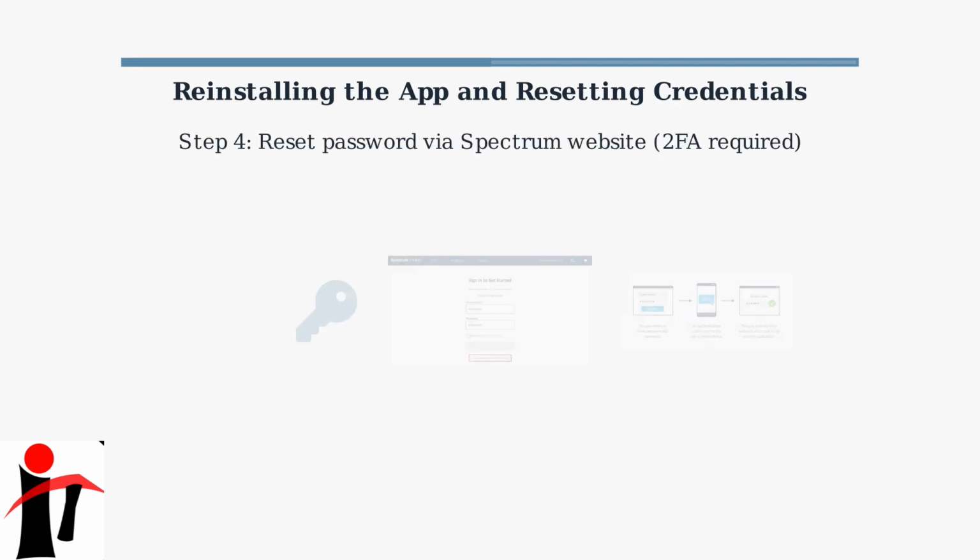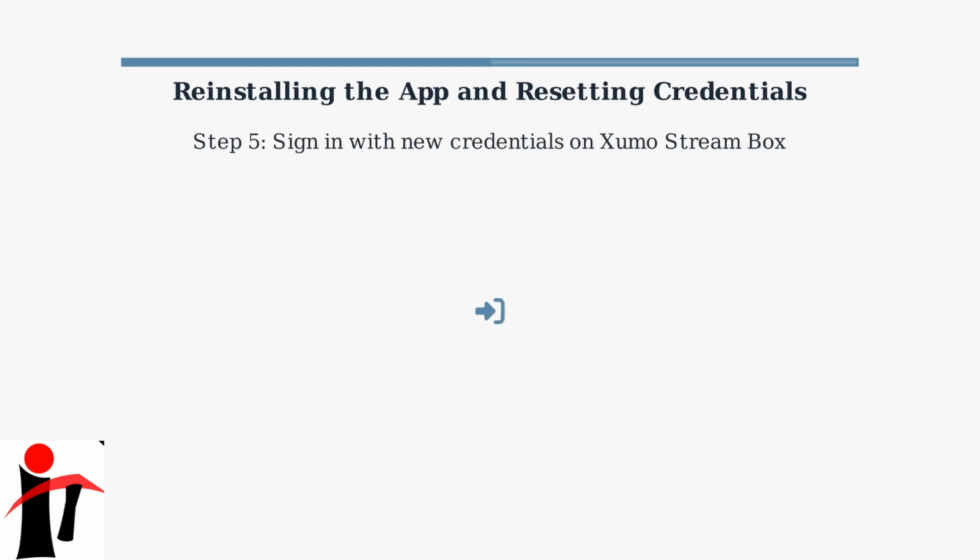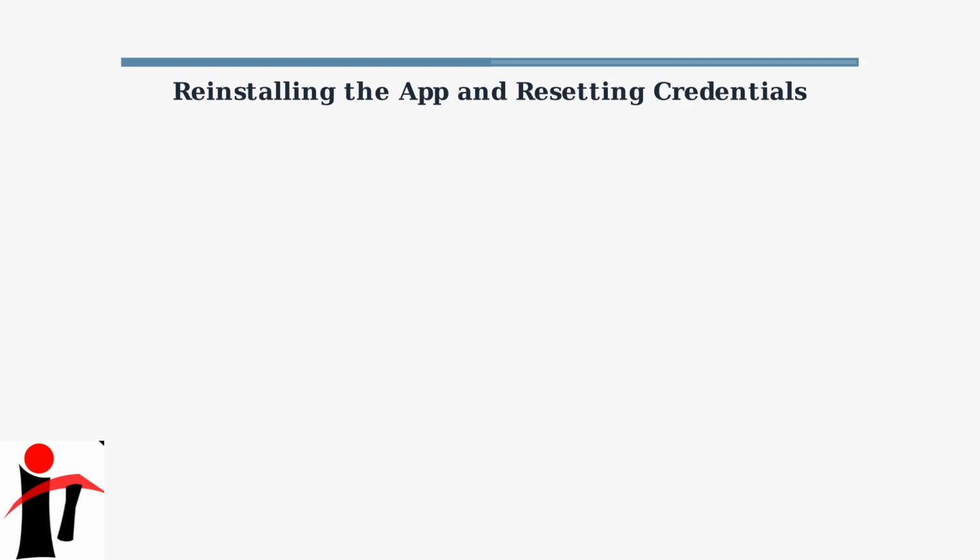After reinstalling, reset your Spectrum account password through the Spectrum website or app. Two-factor authentication is now mandatory, so have your phone ready to receive the code. Once your password is reset, sign in again on the Xumo Stream Box with your new credentials. This process addresses most authentication problems. If problems continue, contact Spectrum support for further assistance.